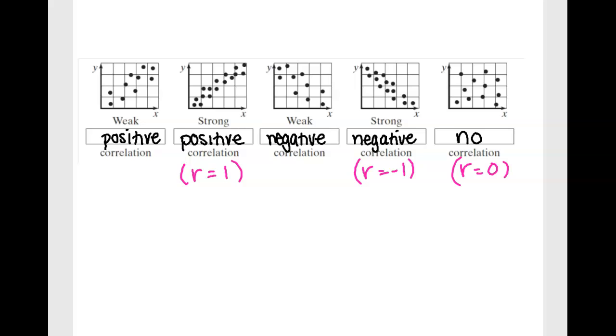So like the very last one is no correlation at all.